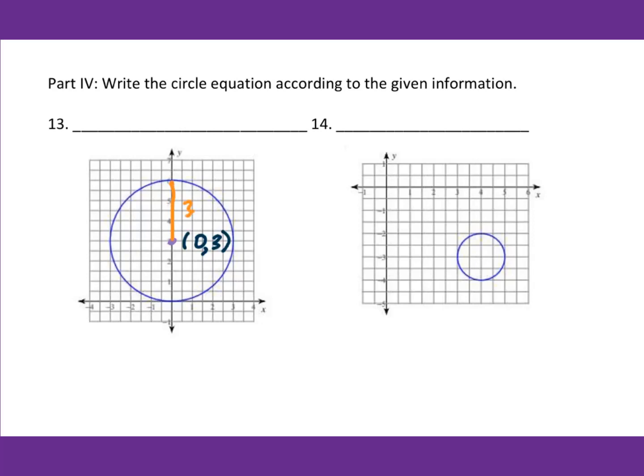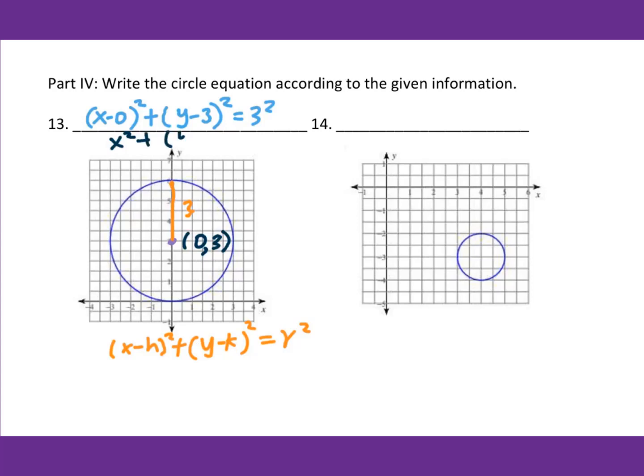So according to that, (x minus h) squared plus (y minus k) squared equals r squared, we can write down the equation. That is (x minus 0) squared plus (y minus 3) squared equals 3 squared. Then simplify, you get x squared plus (y minus 3) squared equals 9.